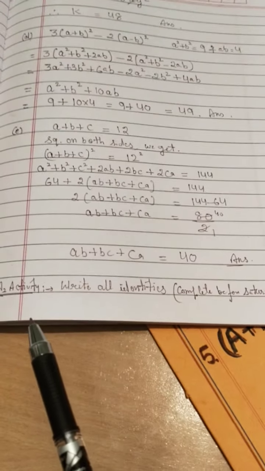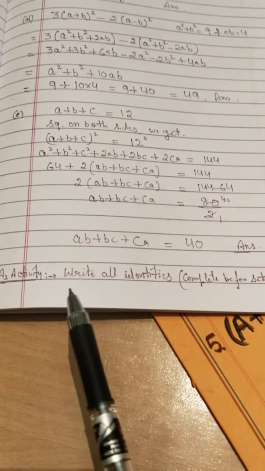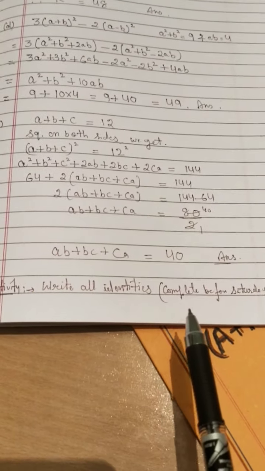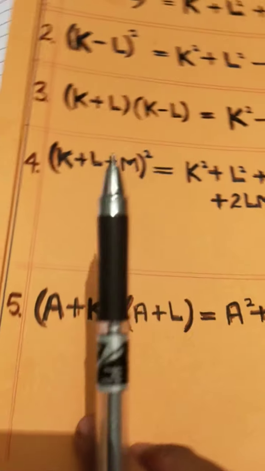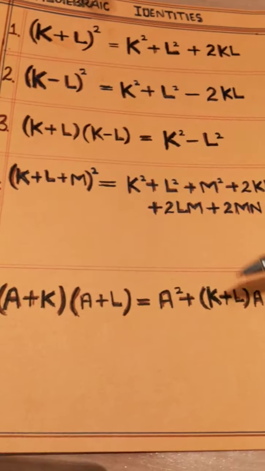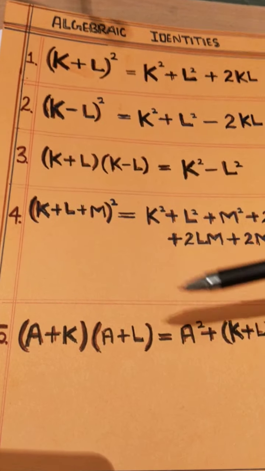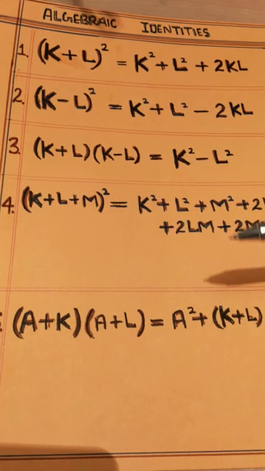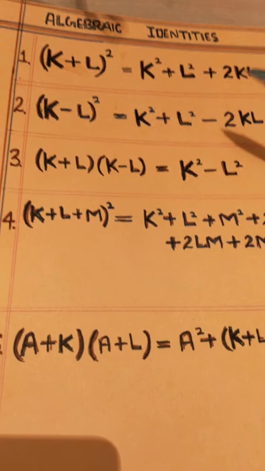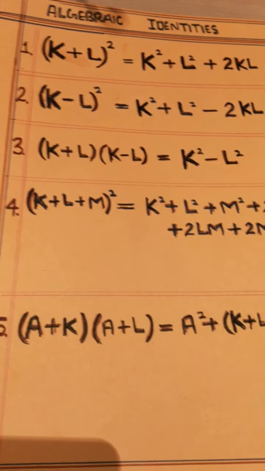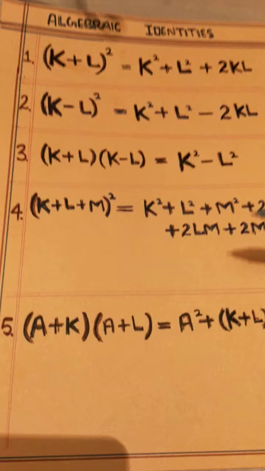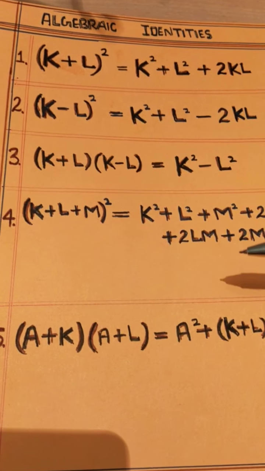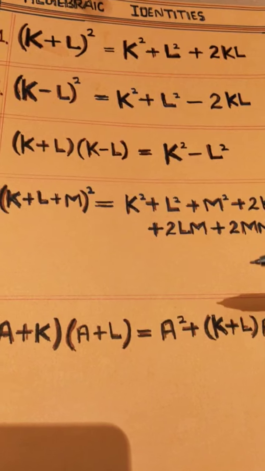Now, dear students, this is your homework, FA2 activity. Write all identities. So complete this work before Saturday. So today is Wednesday, Thursday, Friday, Saturday, 2 days. Only these 5 identities, and after that either you can complete this activity in white sheet paper or drawing sheet papers, or you can use the page of your scrapbook, and after completion of this activity, you can paste it in your file.